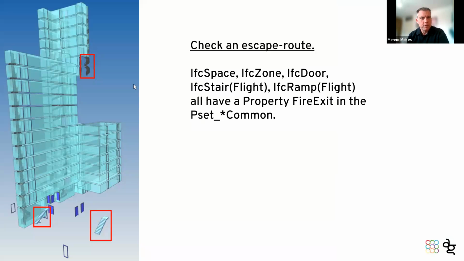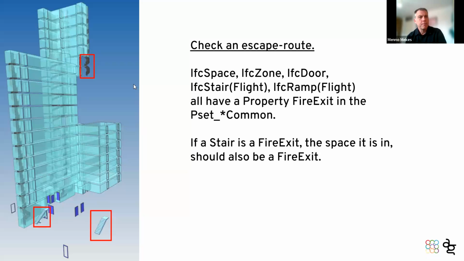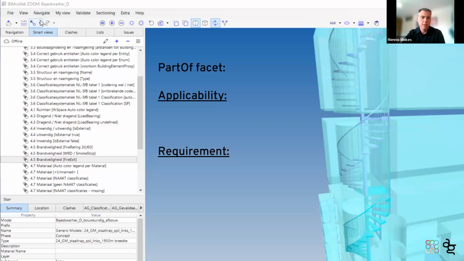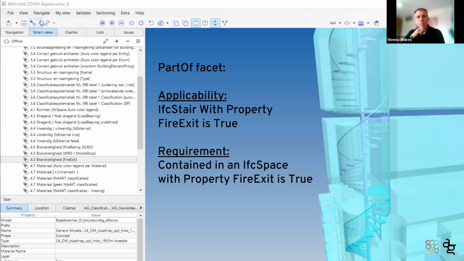So how do we check? Because we know that fire exit is a property that's used for IFC space, IFC zone, door, stair, and ramp. They all have a property fire exit. And if a stair is a fire exit, the space it is in should also be a fire exit. But this is, I think, a true data clash through relationships of objects with spaces and zones. So IFC stair with property fire exit is true. Requirement is contained in an IFC space with property fire exit is true.